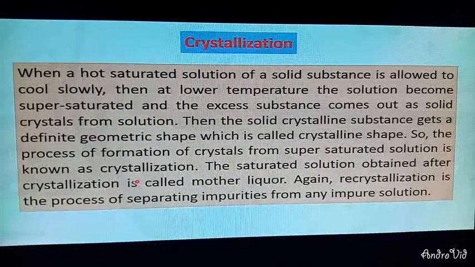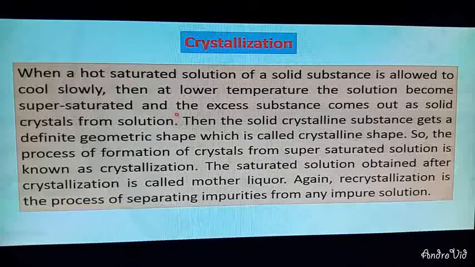For the first time, I would like to say something about crystallization. You have already seen it in the slide. So what is crystallization? When a hot saturated solution of a solid substance is allowed to cool slowly, then at a lower temperature the solution becomes supersaturated. At the higher temperature, the solubility of any salt or any solid substance is comparatively high. At lower temperature the solution becomes supersaturated, we know it very well.